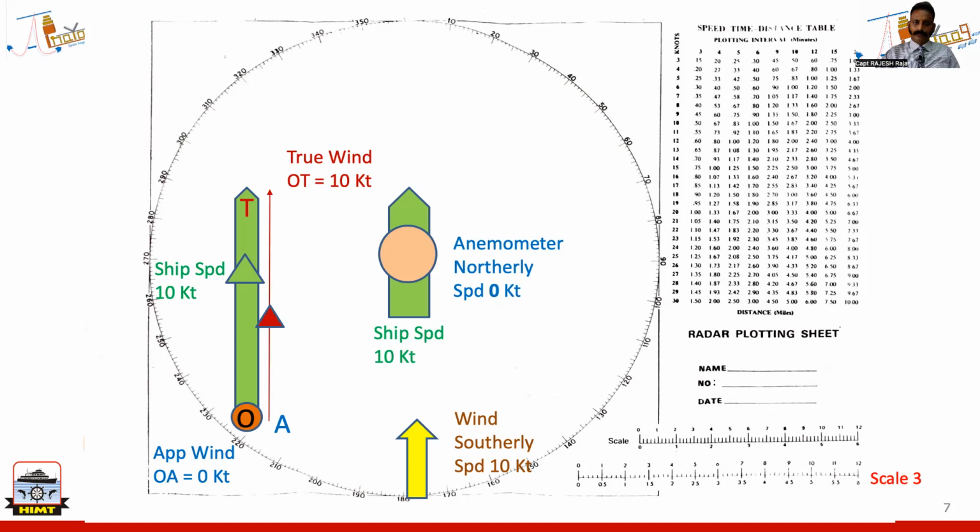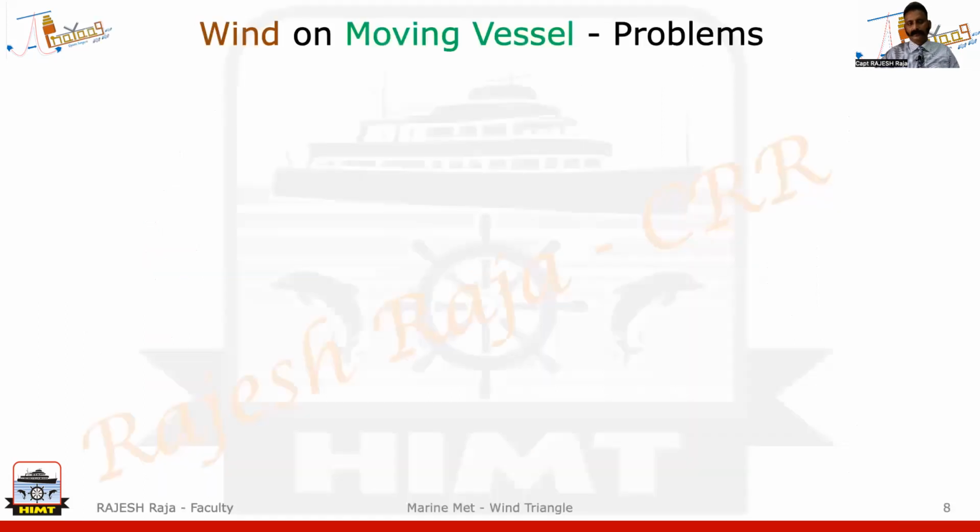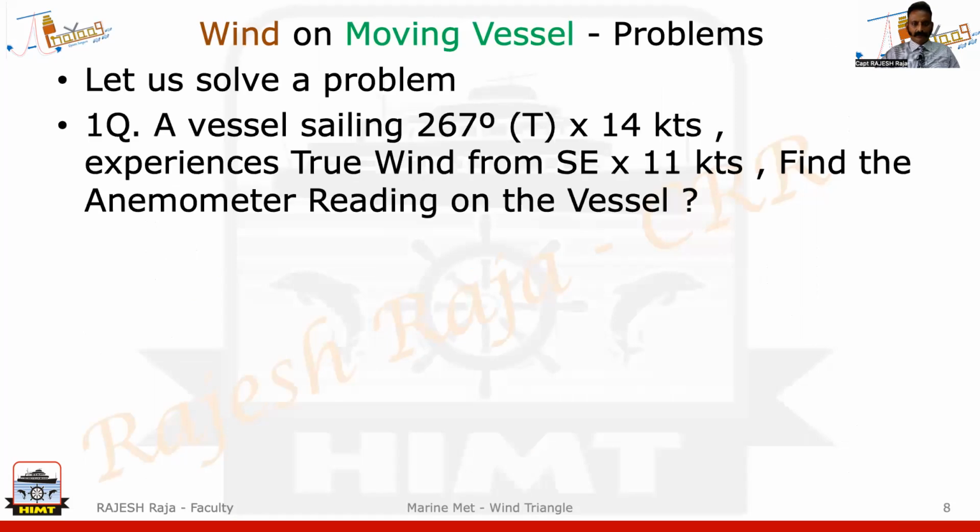But let us go to purely the sheet concept, which all of you are expected to do in the exam. Let us take one question. A couple of questions are from the book, and one question is one of the MMD exam questions. So I can solve all the three for you for having a variety of different questions. So all the three questions are slightly different. Now he has given me data here, vessel sailing with some course and speed. True wind is from southeasterly 11 knots. And he says in the question, find the anemometer reading on the vessel.